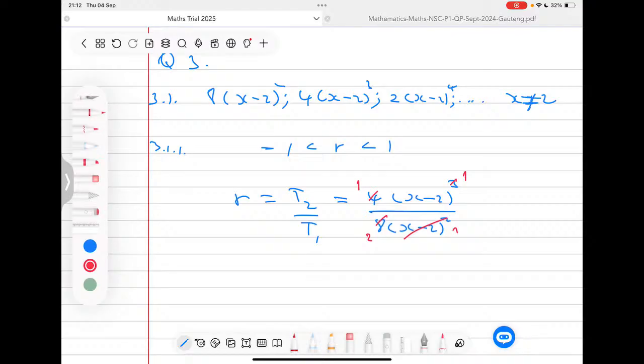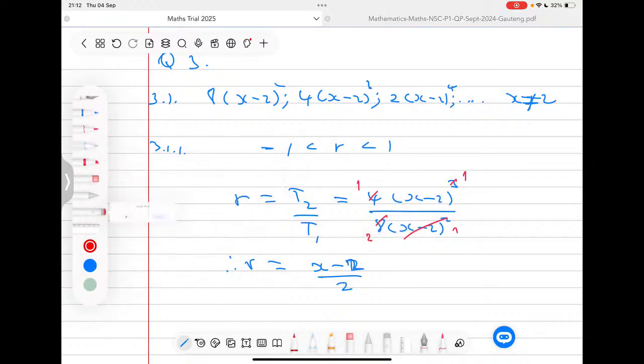So in a simplified form, I would say my R is then equal to x minus 1 minus 2, sorry, because there's only one of it, and I still have a 2 here. So that is my R, the common ratio.